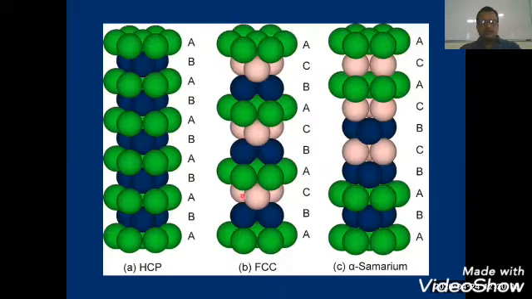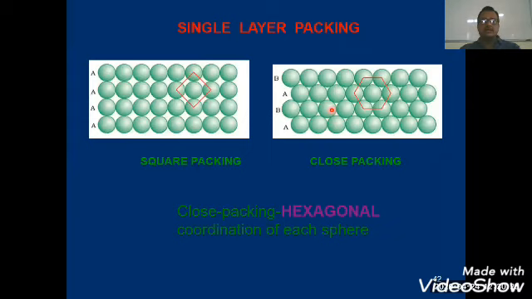Now here you see there are two types of close packing. Actually there are three types, but we'll be discussing only these two types of close packing. Now carefully look at these two-layer close packings. Here the green balls represent the first layer, and the second layer is in the holes of the first layer, something like this.